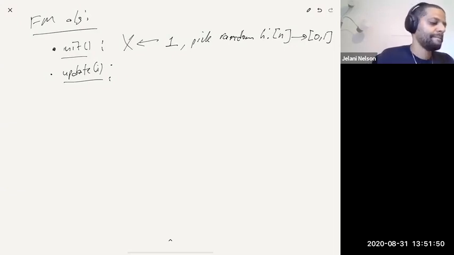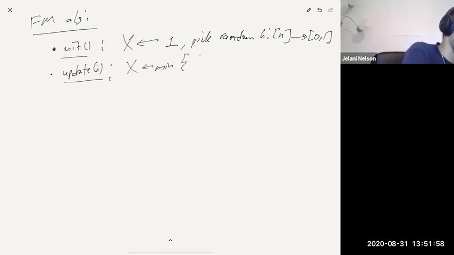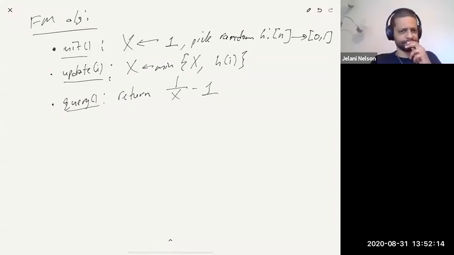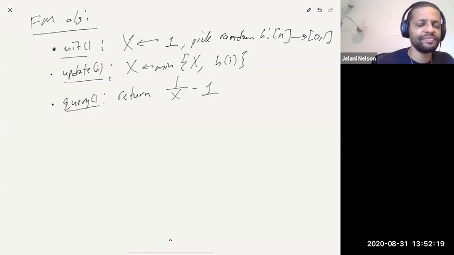Update i. So what is the algorithm to do for update i? It's going to set x to be the min of what it was before and h of i. And then to answer a query for the number of distinct integers I've seen, I'm going to return 1 over x minus 1. So that's the algorithm. It's pretty simple.